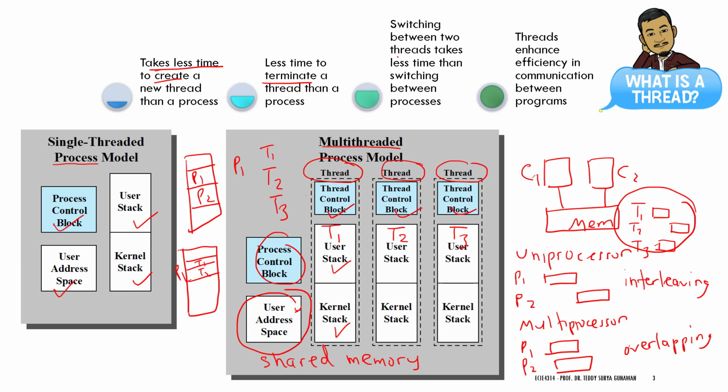And then switching between two threads takes less time than switching between processes. What is switching? This is switching.